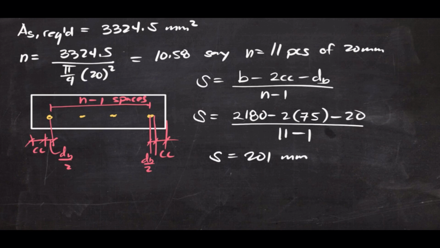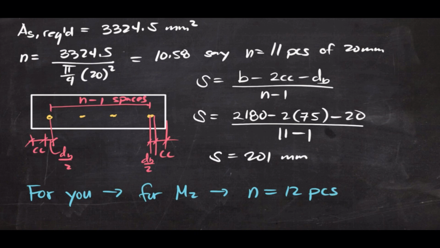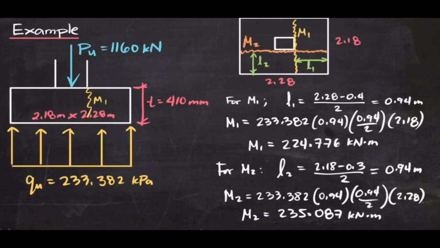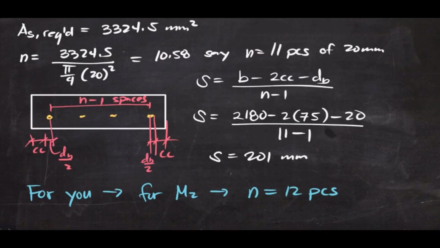Okay, so I will leave the other direction for you. That would be the number of pieces for M2, and should be about 12 pieces. That's the section in the other dimension here. So as practice, try to solve for the number of bars required in that other section.